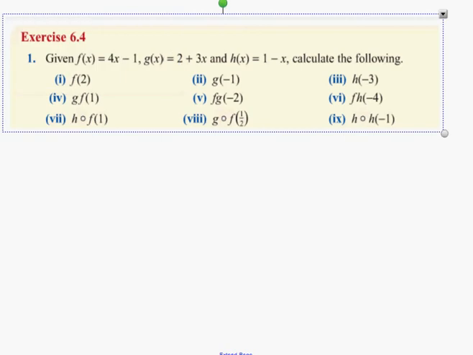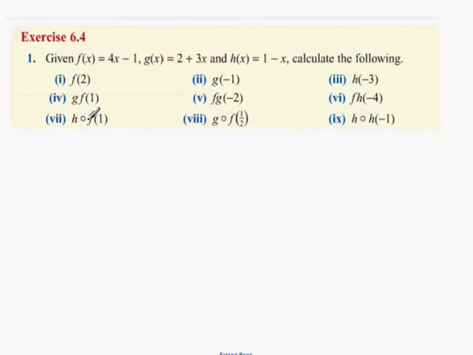So an example would be, see this one here, g of f of 1. What this basically means is that you go to your number, which is 1, and you work your way to the left. So the first thing that's beside the 1 is f, okay? So it means you have to find out what f of 1 is.